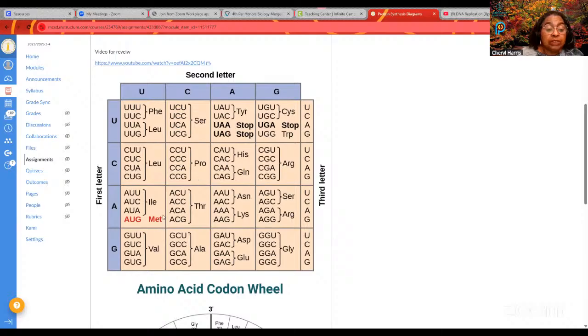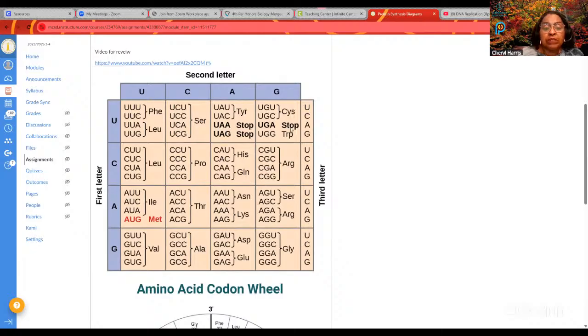All right, notice that this one down here in red says AUG. She mentioned that in the video. They always know where to start. Methionine is always going to be the first amino acid because it tells it where to start.